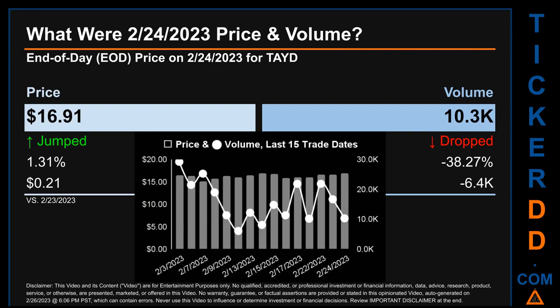Across a range of $1.78, the max and minimum end of day price were respectively 16.91 and 15.13. Volume saw a range of 23.1 thousand, from a day low of 6.1 thousand to a day high of 29.2 thousand.